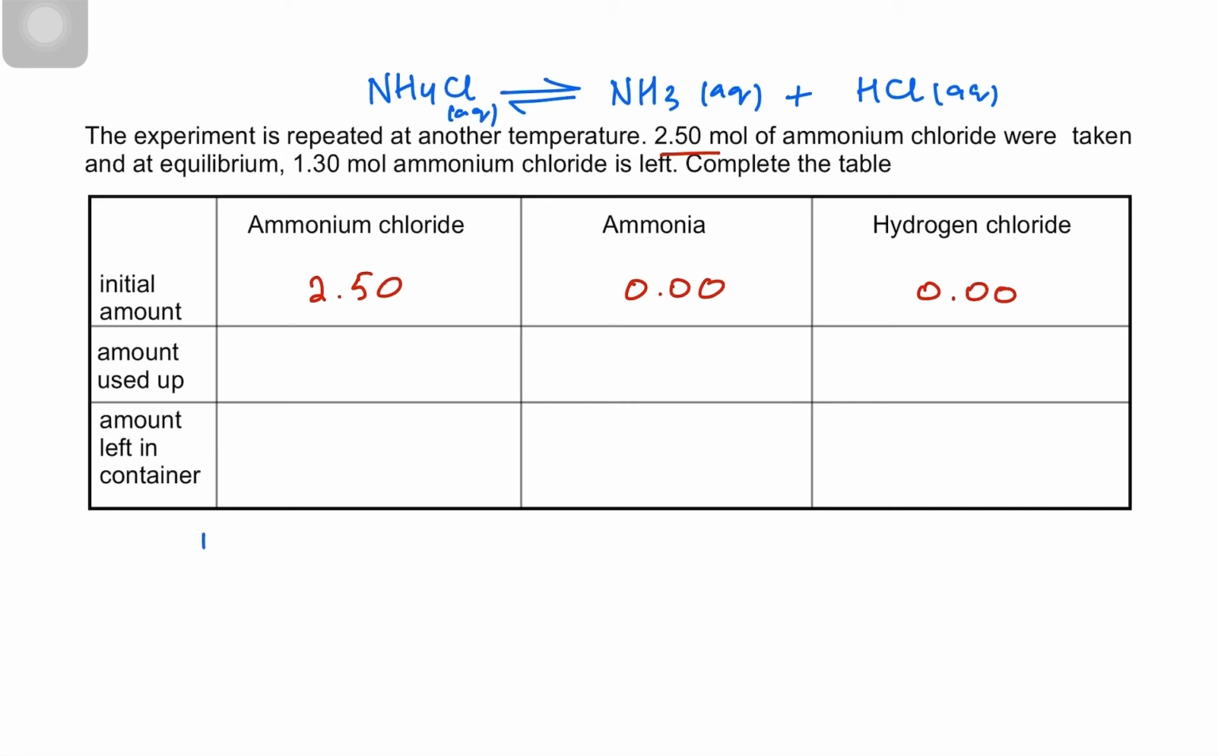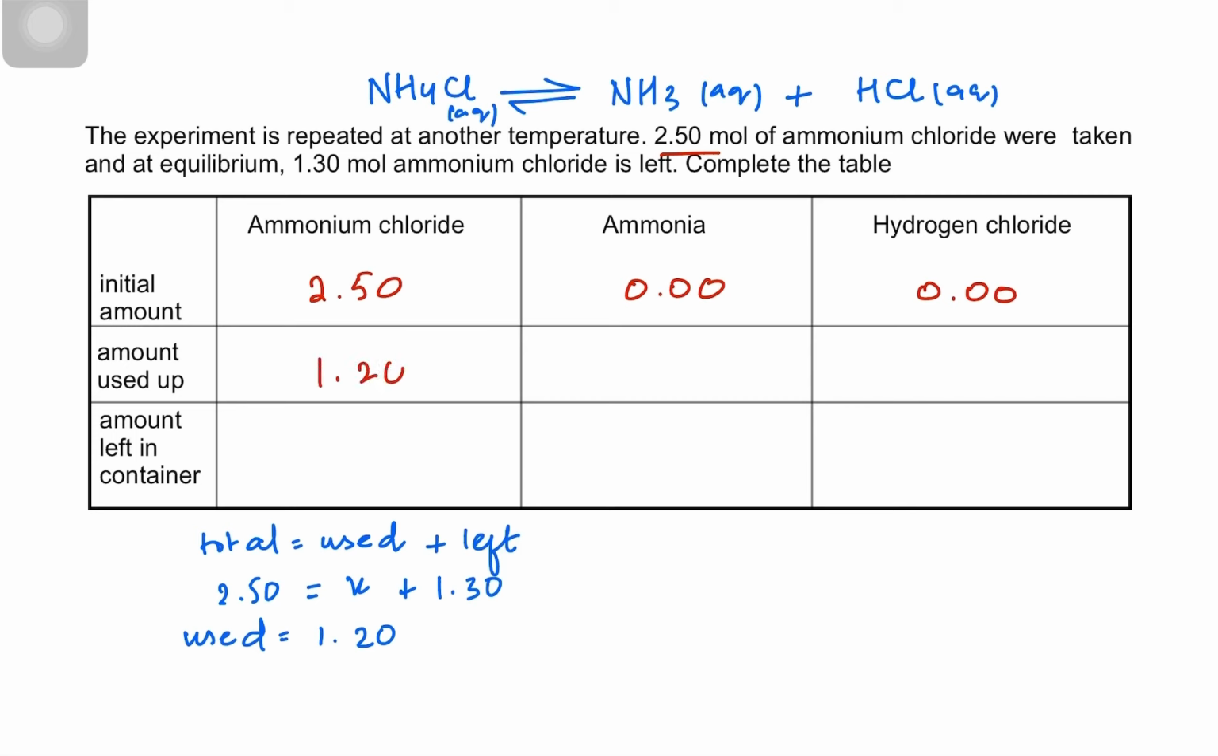Obviously, if the question says 1.3 has been left, then total equals used plus left. 2.5 was the total. I don't know how much is used up, but I do know that 1.30 is left over. So the amount used up should be equal to 1.20 mole of ammonium chloride. So I put it as 1.20 mole ammonium chloride is used up and 1.30 is left.